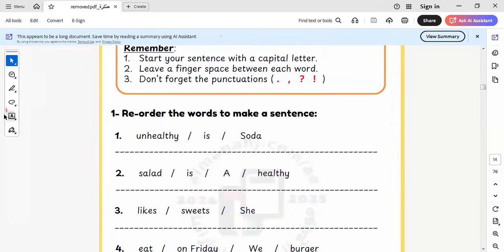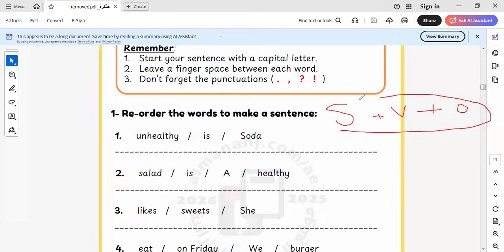So here in this part, we rearrange. I would like you to know this rule with me: subject plus verb plus object. When we make this question, we must write this rule to answer it. First of all, I search for the subject. The subject can be a noun or a pronoun.